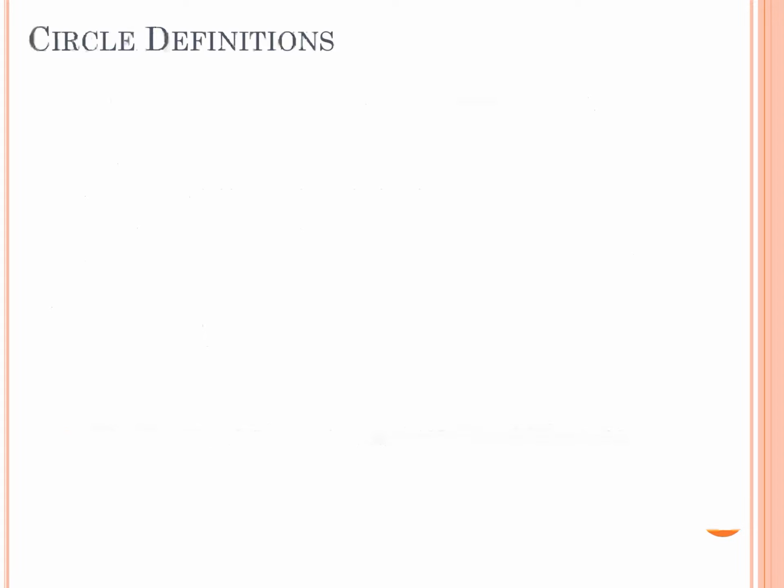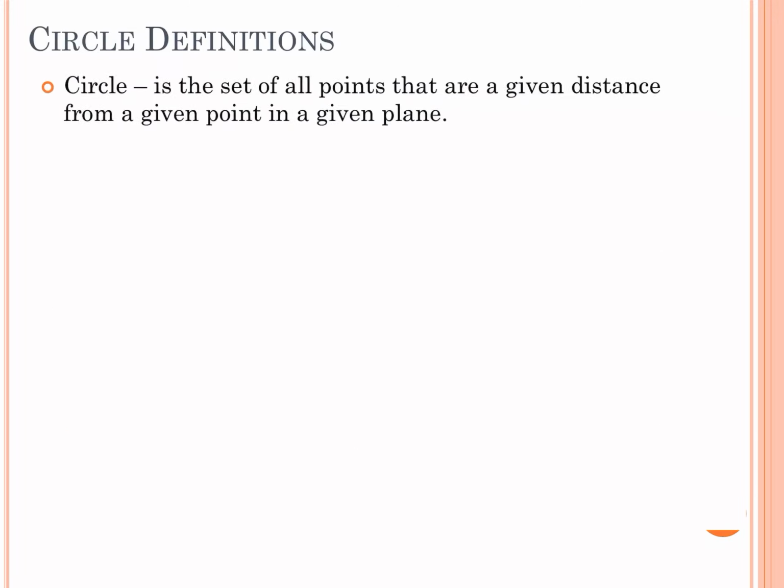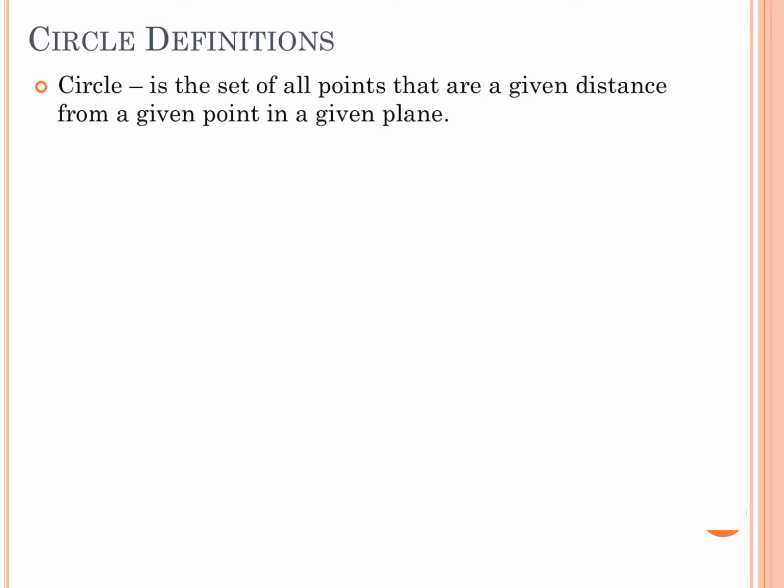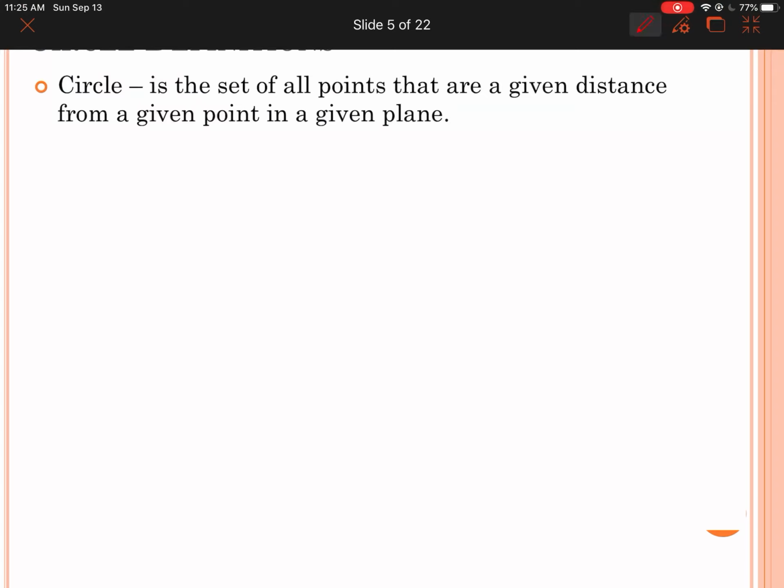All right, circles. We're going to define circle. A circle is the set of all points that are a given distance, and that's the radius, from a given point, which we call the center, in a given plane. Now, that in a given plane part is important because if we didn't say in a given plane, it would actually represent another shape. It would be a 3-dimensional shape. Do you know what it is? It would be a sphere. So we have to say in a given plane.